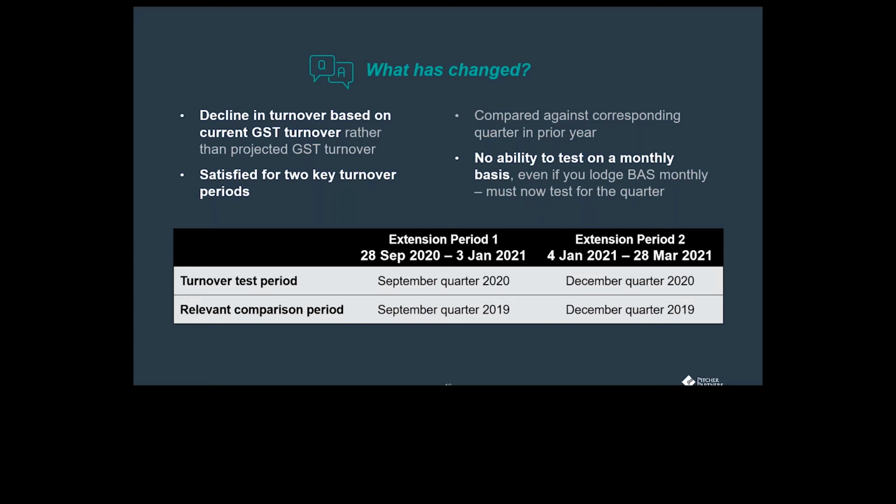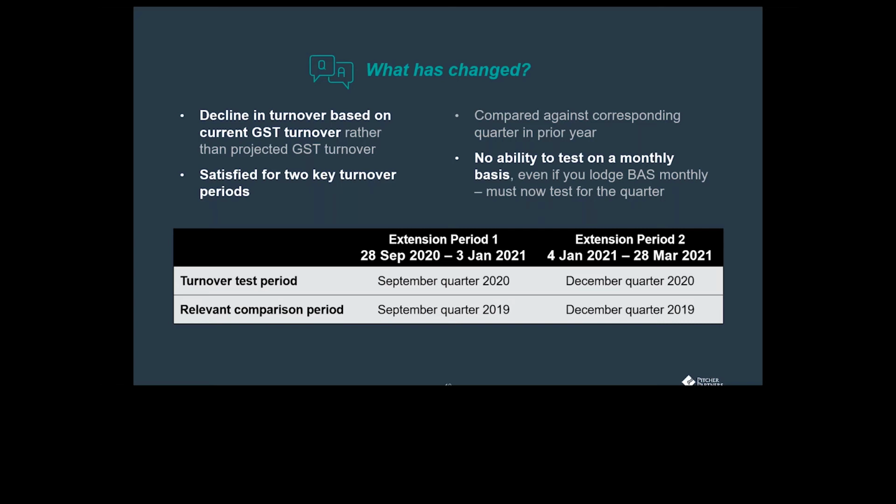The rules in respect of JobKeeper 2.0 move to an actual turnover test, or current GST turnover. So you will be required to look at periods that have completed and the actual turnover that has been derived in those periods, rather than being able to do a projection in respect of any period that is not yet complete.